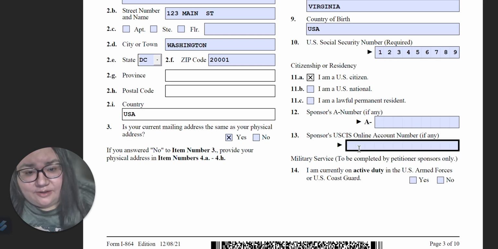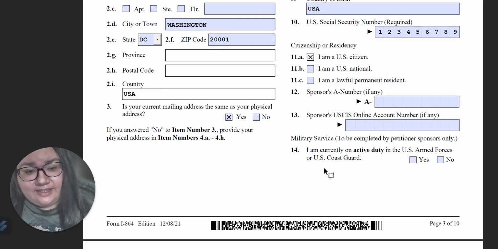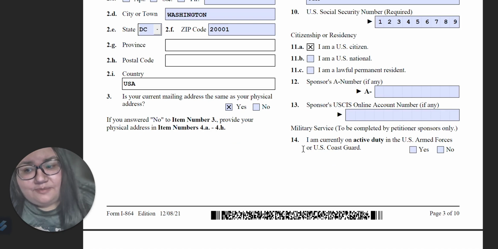And then the last question for page 13 just asks about military service. If the petitioner is active duty in the U.S. Armed Forces or Coast Guard, make sure to put yes. If the petitioner is not a part of the U.S. Armed Forces or Coast Guard, active duty, make sure to put no. Now, one thing that's important to notice here, it says to be completed by petitioner sponsors only. That's important to note if you're filling this out for a joint sponsor. The joint sponsor is not going to fill this out, only if they are the petitioning sponsor. So if they're the petitioner for the I-130 as well as the sponsor for the I-864. All right, and that takes care of page 3.